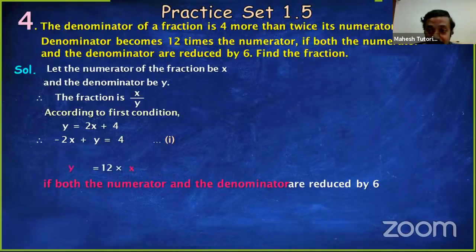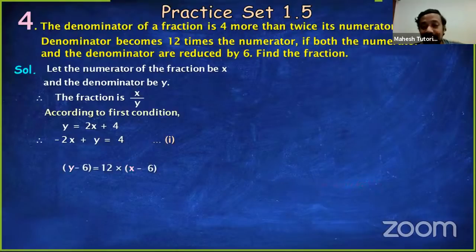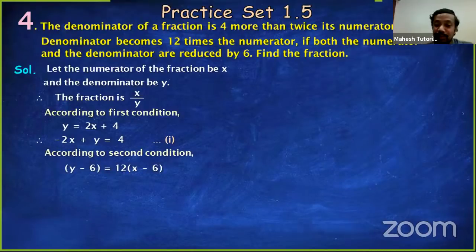Numerator and denominator means they are talking about x and y. But what is to be done with x and y? They are to be reduced by 6. Now students, reduce means to decrease, and decrease means subtract. Means this second equation will be possible only when the numerator and the denominator are reduced by 6. That means I have to subtract 6 from x and 6 from y. Means x minus 6 and y minus 6. So according to the second condition, we get our second equation, students.